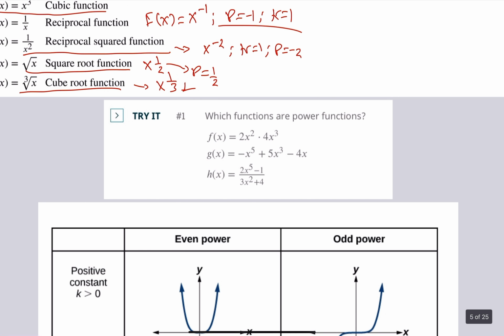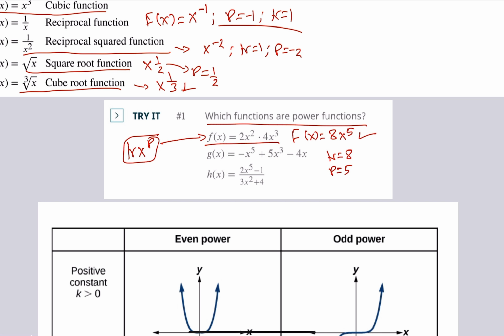Now, what about these functions? Which functions are considered power functions? Looking at the first one, if I were to simplify this, f of x equals 8 times x to the power of 5, right? Now, k equals 8, p equals 5, which is definitely a power function. We have k times x raised to the power of p, which is definitely in this form after you distribute 2x squared.